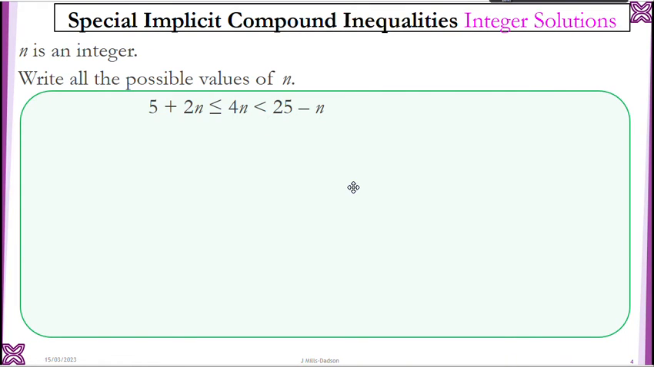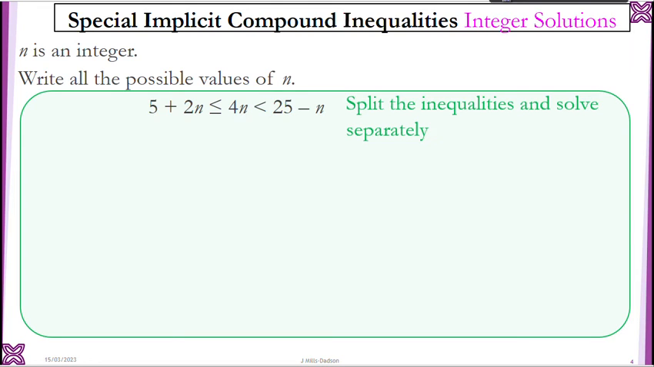This is special implicit compound inequalities, and we are supposed to solve and list the values of n. When you have this particular kind of question, if you're not careful, your steps might be a bit confusing. So when you have a situation where you have the variable in the middle, with the right hand side and the left hand side, the best way is to split the inequalities into two separate ones and solve them separately.